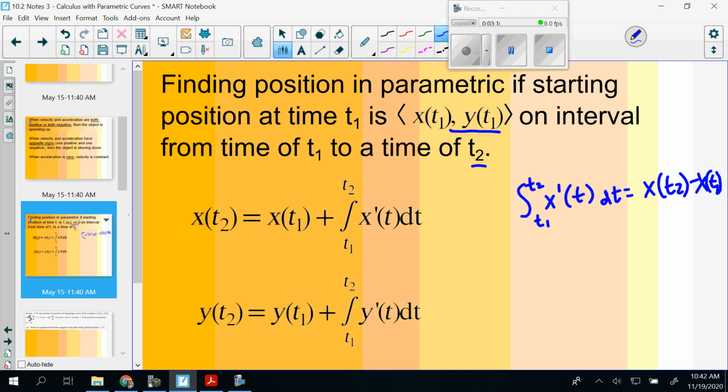So now if we just manipulate this a little bit and add the x at t1 over to the other side, you get this statement shown here. So it's just kind of using that twist. And the same can be done with y as well. So if you want to find a later position, take your starting position plus your change in position, and that would give you your ending position.